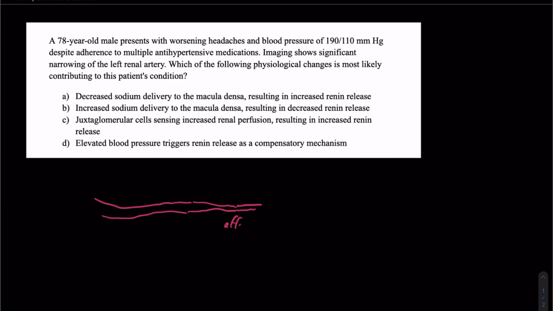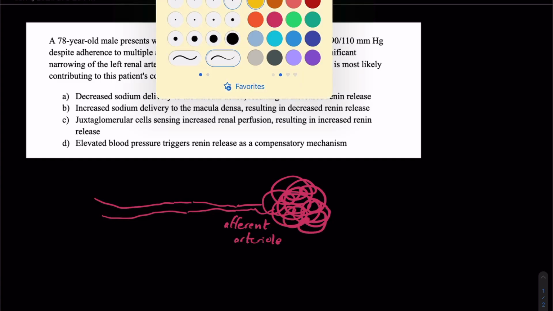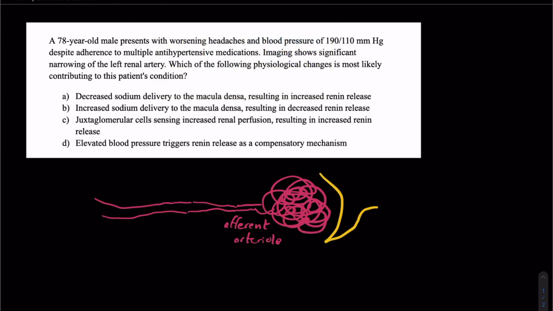And that afferent arteriole refers to the arteriole that's feeding into the glomerulus, which is a tangle of capillaries that's going to filter things through Bowman's capsule. So here's Bowman's capsule here, and then we're going to have eventually an efferent arteriole. It's going to take blood away from that glomerulus.